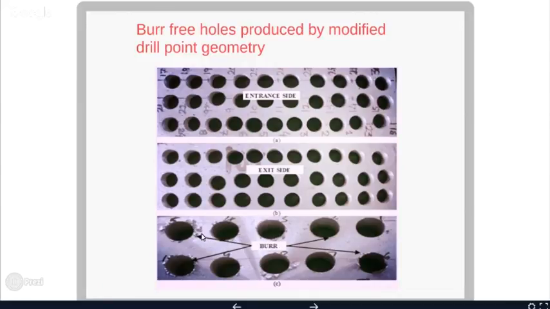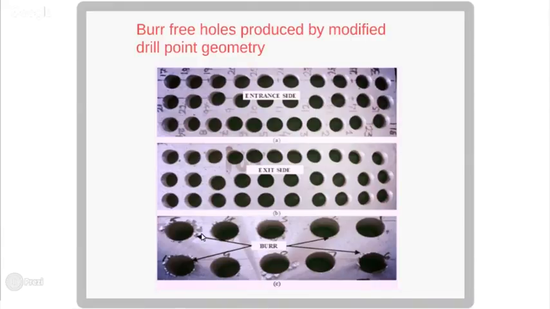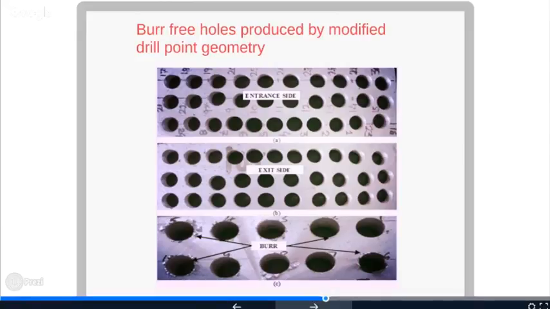Okay, with the help of conventional twist drill point geometry, burr formation is observed. With this modified drill point geometry, the burr formation is reduced to a considerable extent. Okay, some burrs may be available over there. They may be shown with the help of a microscope or some other magnifying instruments.